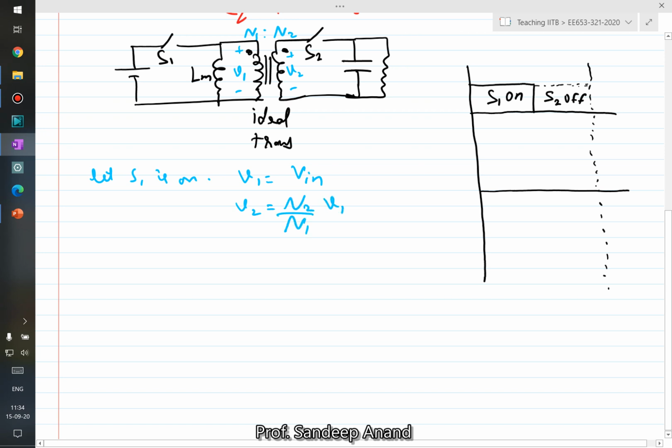You see, this law holds good even for DC also. The reason is that it is derived from Faraday's law. So as long as the transformer does not saturate, this law holds good, right? E equals N d phi by dt. This is how it gets derived.